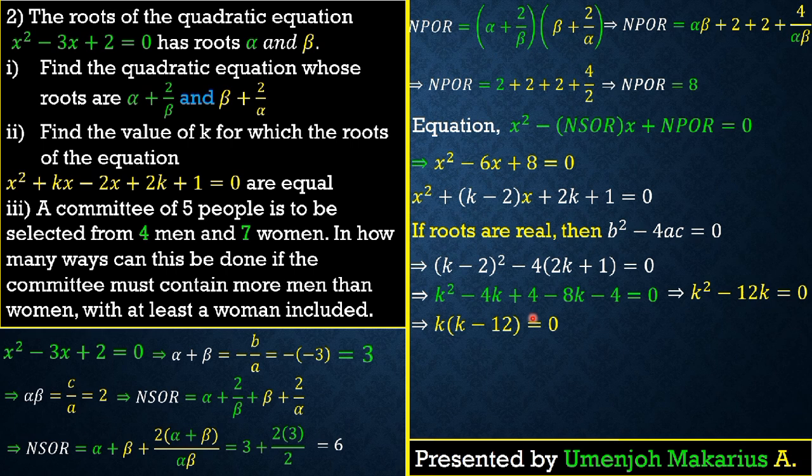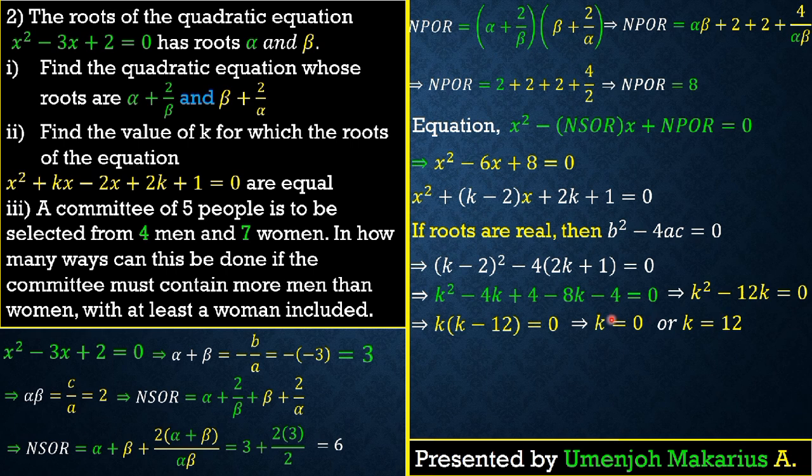That therefore means that if the product of two things gives us 0, at least one of those factors has to be equal to 0. So we have k to be 0 or k has to be equal to 12. So guys, these are the values of k that we need.